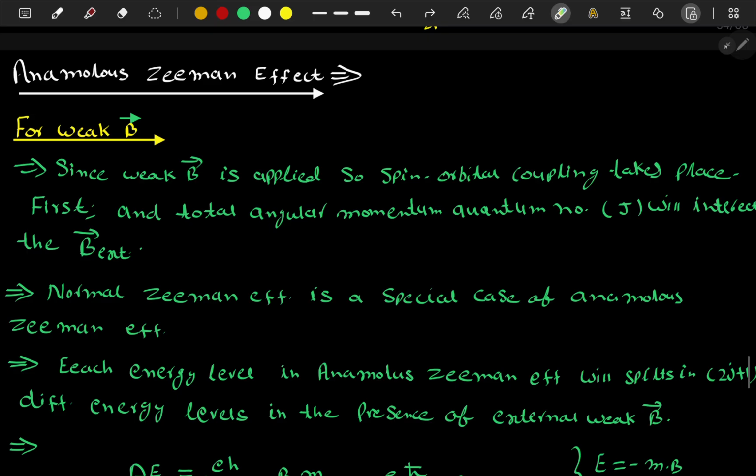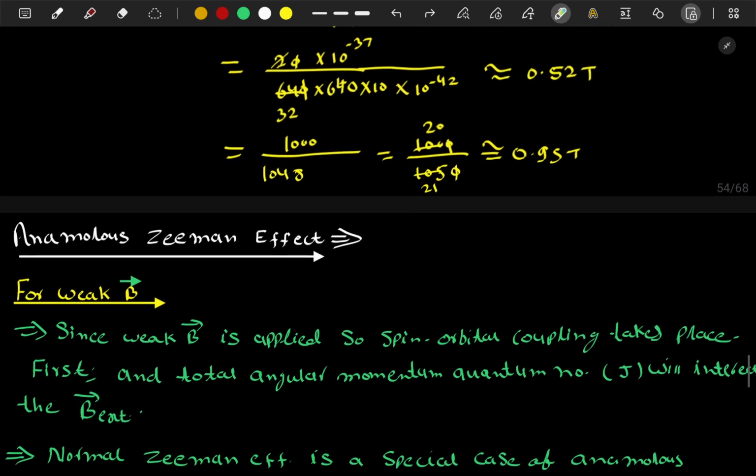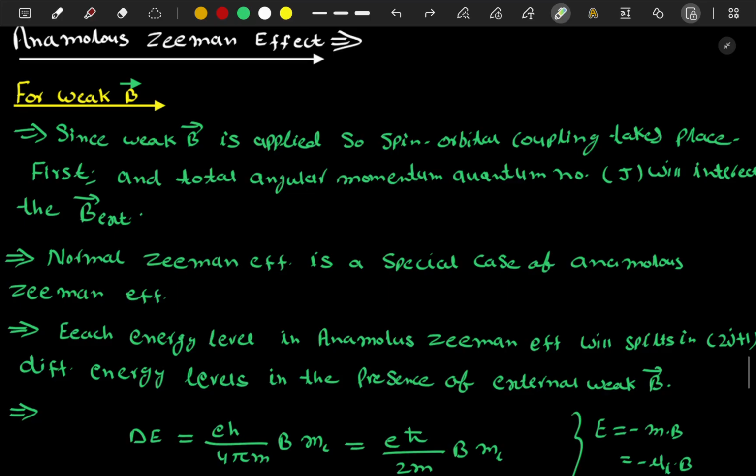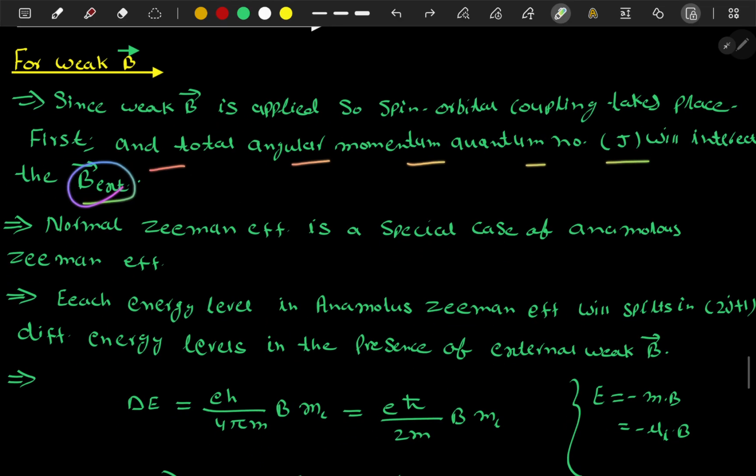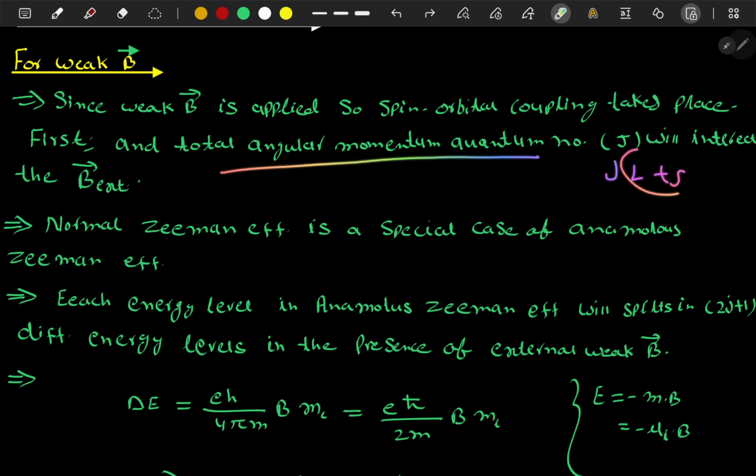Now anomalous Zeeman effect. So far so good. So far we have studied normal Zeeman effect. Now we will go for anomalous Zeeman effect. When the magnetic field is very weak, spin-orbital coupling takes place first, and the total angular momentum quantum number J will interact with the external B. So the magnetic field will interact with the total angular momentum, in which L is there and S is there.